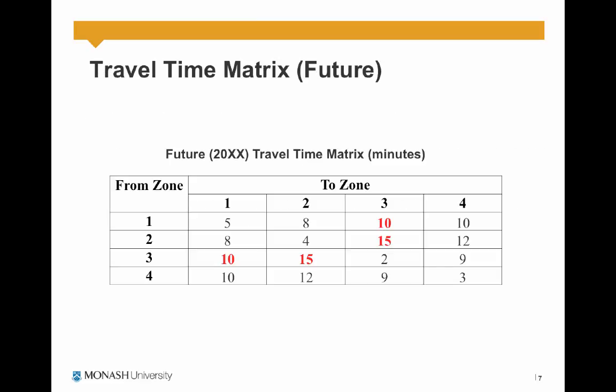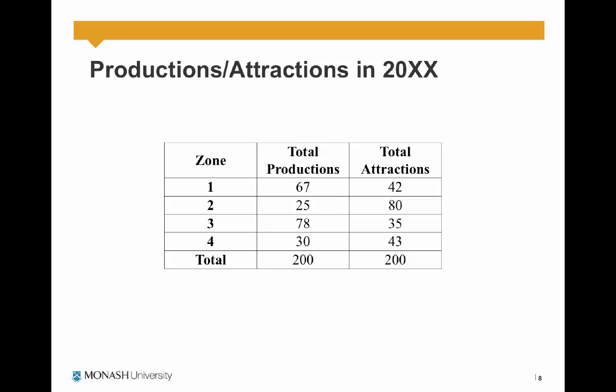In the trip distribution modeling framework, we also need a future travel time matrix, where similar to the previous travel time matrix, it gives us how long it takes to go from one zone to another, but for a future year scenario. We also have productions and attractions of the future as an outcome of a trip generation model for each zone. As I said earlier, the number of total productions must be equal to the number of total attractions.